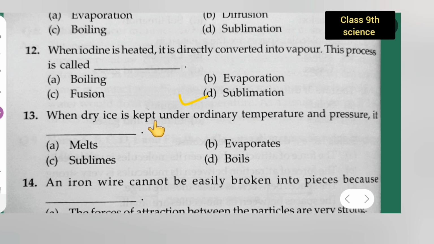Next, when dry ice is kept under ordinary temperature and pressure, it dash. Option A melts, option B evaporates, option C sublimes, option D boils. What is going to happen? It sublimes, right? So this is the correct answer. If you all are getting the correct answer, then very good.